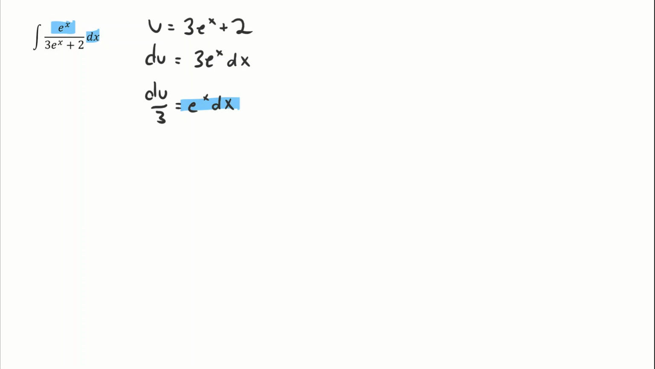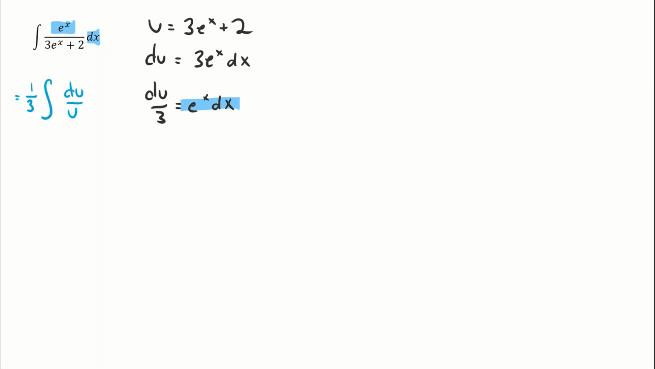And what do you know? E to the x dx does appear in my original integral. Well, that means I can make the substitution. And that divided by 3, I'm just going to say that's 1/3 out front. I can factor out a constant. You can always do that with integrals. It's no big deal. So then I have du divided by u.